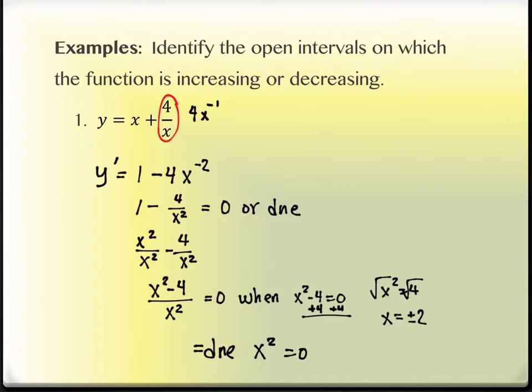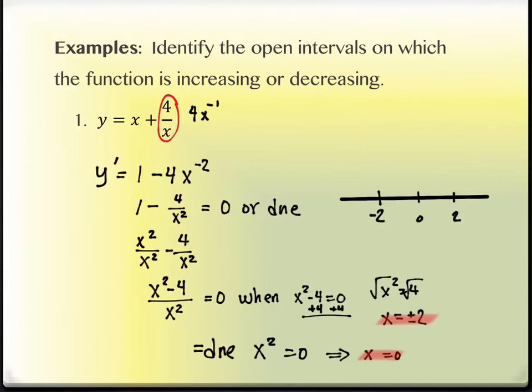Okay? The other one is easy to solve as well. X squared is equal to 0 when x is equal to 0, right? Okay, so we have 3 critical points, 2 and negative 2 and 0. And here's what we do next. We make what's called a sign chart. So we're going to draw a number line. Our number line is going to include all critical points in order. So negative 2, 0, and 2. Everyone good so far?